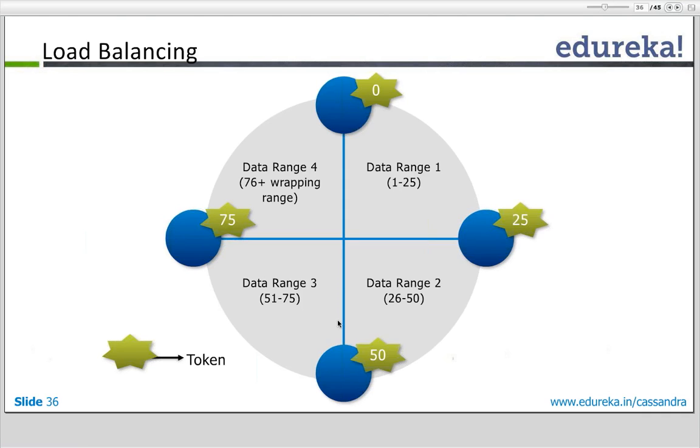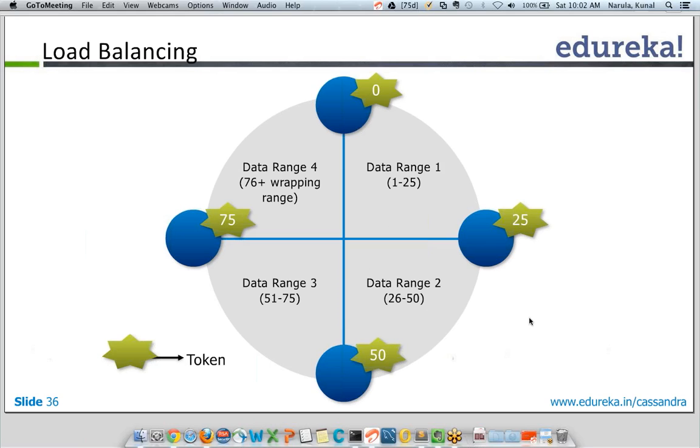Okay, guys. So how do we load balance the cluster? Load balancing is taken care of by maintaining the partitioner. We maintain a token saying data range 1 to 25 will go to this node, range 26 to 50 will go here, 51 to 75 will go here, and 75 onward will go here. So this is how data balancing is done. The values we are giving are 0, 25, 50, 75. It's a hash value, not the actual data value, because the data might be skewed.